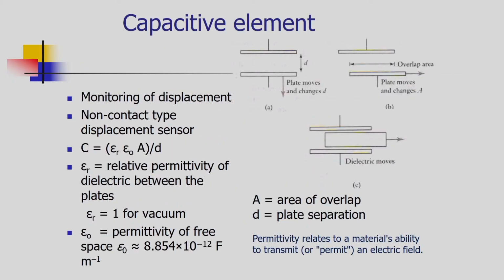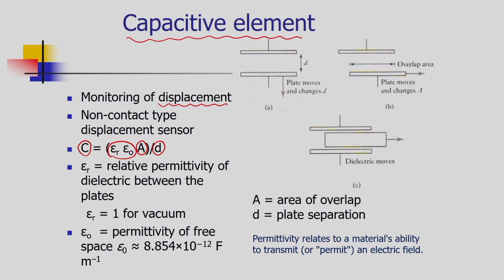The next sensor is capacitive element sensor. Its advantage is that it is a non-contact type of sensor and it is used to monitor the displacement. So, when two charged plates are closer to each other, then the capacitance developed in between these two charged plates is directly proportional to their area of overlap and it is inversely proportional to the distance between these two plates.